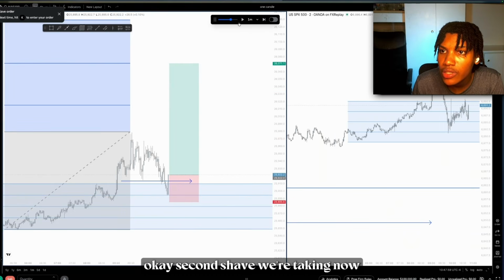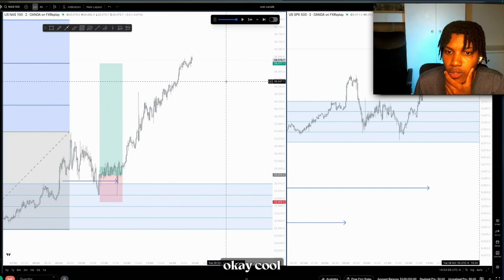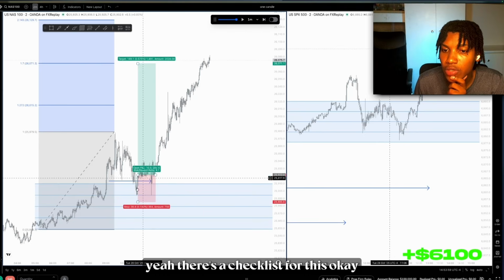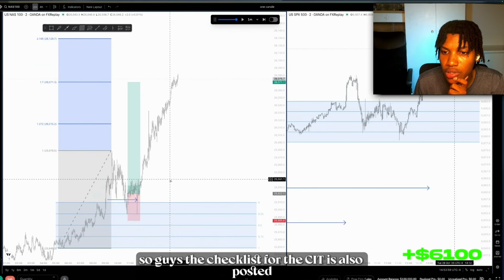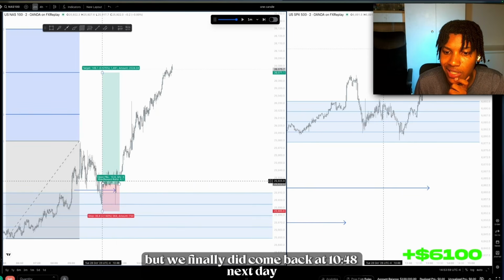Okay, second trade we're taking now. Okay, retouching that area. Okay, cool. Textbook CIT setup. Let's just go through. Yeah, there's a checklist for this. Okay, so guys, the checklist for the CIT is also posted. But there you go. The retest took some time, but we finally did come back at 10:48.